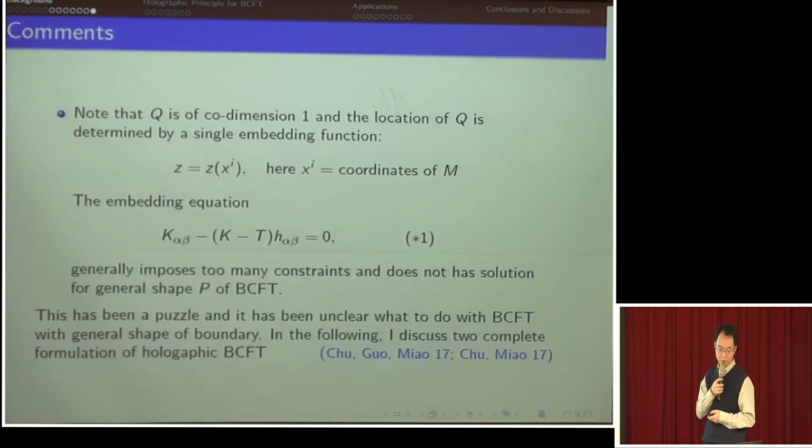The problem with this proposal is that we have only one embedding function, because Q is a codimension one surface in AdS space. But the embedding equation in general is a tensor equation. It has too many components, so it cannot be solved. Apart from simple cases like a flat boundary or circular boundary, where you have symmetry, the set of equations reduces to one equation and you can solve it. In general, it cannot be solved. That's the starting point, how we enter the problem. We try to resolve this puzzle.